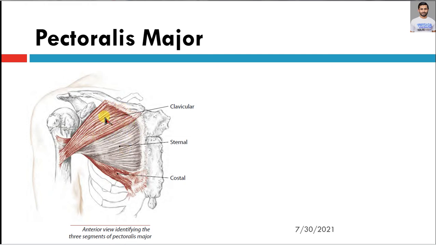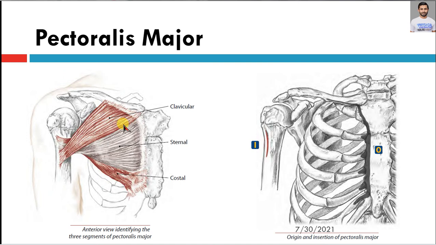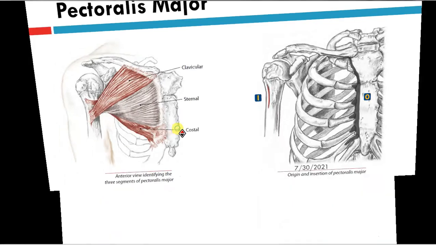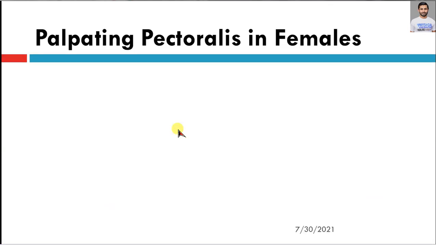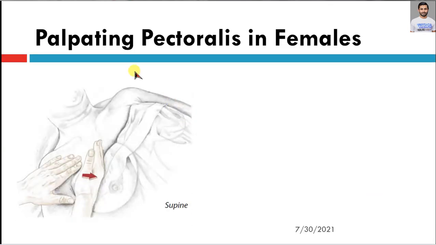Here you can see the clavicular fibers, the sternal fibers, and the costal fibers of the pectoralis major. The pectoralis minor is underneath the pectoralis major, so pectoralis major makes the bulk of the pectoral region. This whole part is the origin and this part is the insertion.